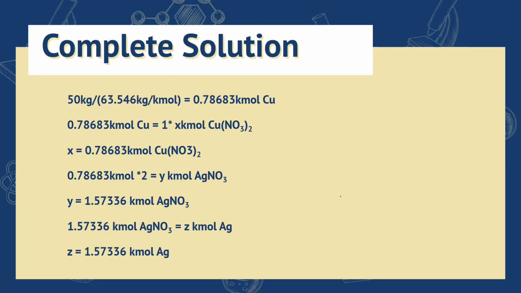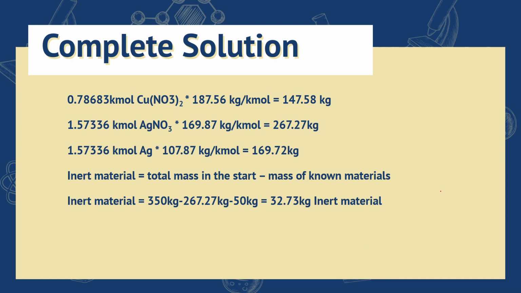And as for a complete solution, as for proof, we now have 50 kilograms, convert that into kilomoles. From those kilomoles of copper, you could then turn that into your kilomoles of copper nitrate, and then from kilomoles of copper nitrate, you have to times it by 2 because there are 2 moles of nitrate per mole of copper nitrate, and then use that to solve for silver nitrate, and then from silver nitrate you can use that to solve for silver.